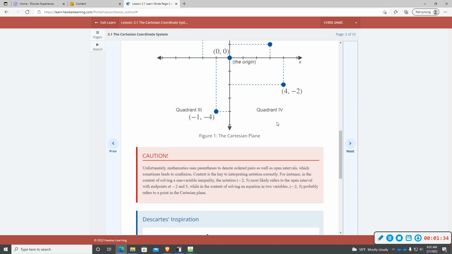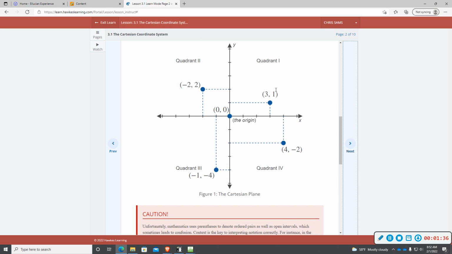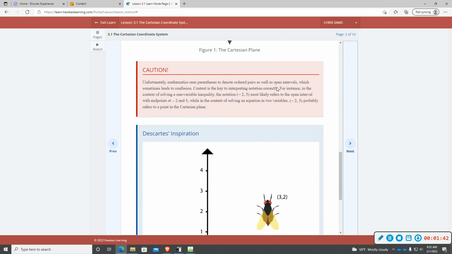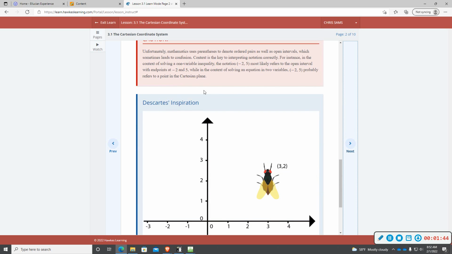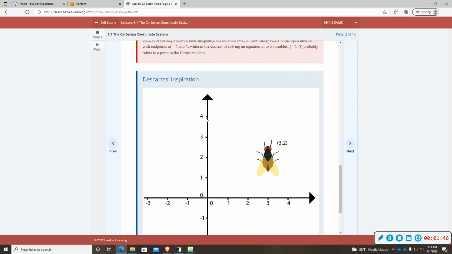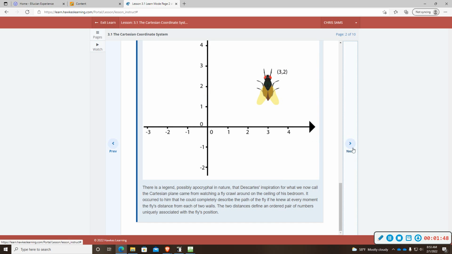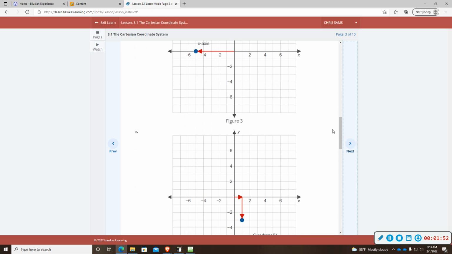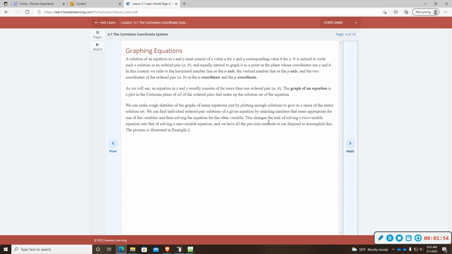So it's important to note these positions and know where each quadrant is. You're going to be asked about points and which quadrant they will be in. This section also tells a little bit about what led to this, some background on that. And then you have some examples provided in the Hawkes system, which I'll do several of for you in Hawkes when we get to the end.